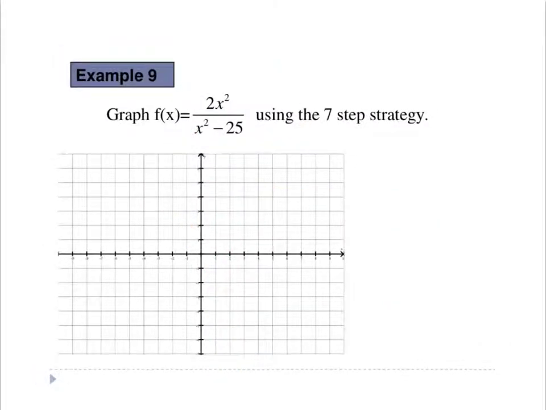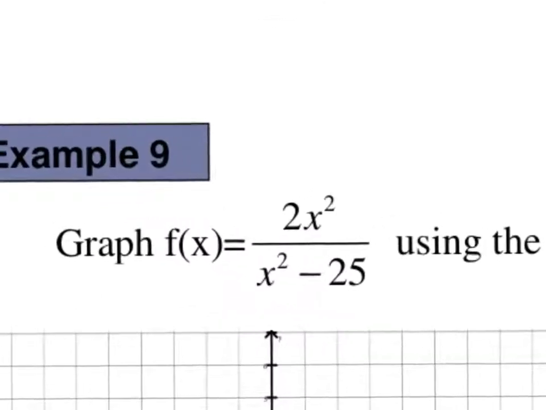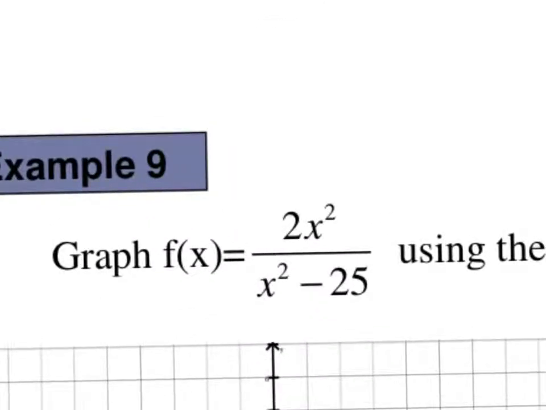Alright, let's do another example. Let's first, remember, start by determining, is there any symmetry? This one has y-axis symmetry. I know that because if I put a negative in for x, it's not going to change this function. So it has y-axis symmetry, or it's an even function, whatever you want to call it.